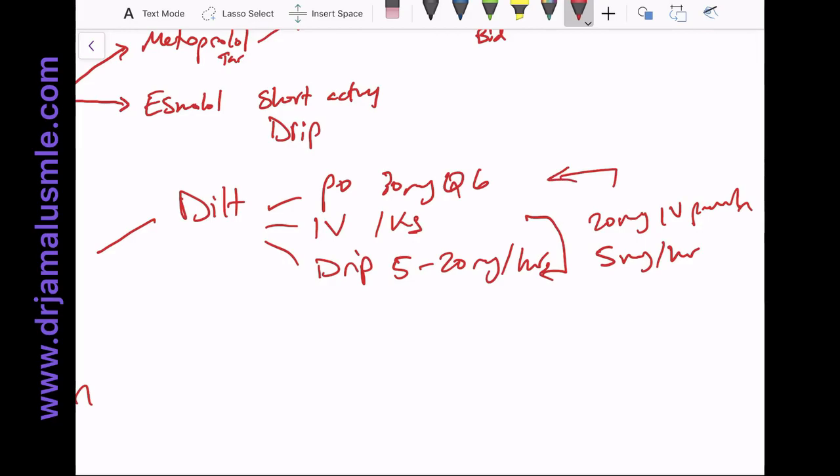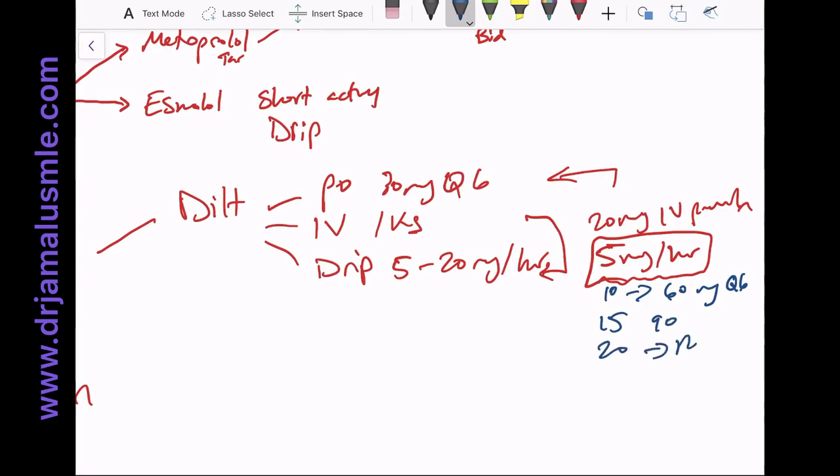And by the time the PO regimen gets absorbed, you will see that you might be able to wean off the drip. Some patients might need more of the drip, and then you will see that 5 milligrams kind of corresponds to 30 milligrams Q6. If you're on 10, that corresponds to 60 Q6, 15, that's going to be 90 Q6, and 20 is probably 120 Q6.